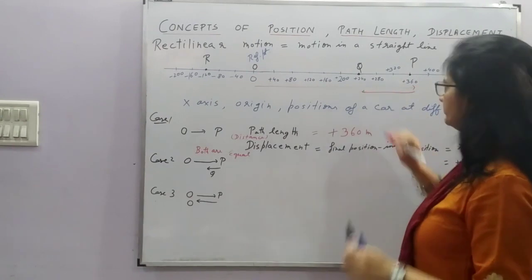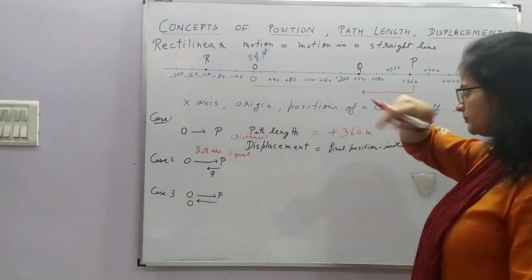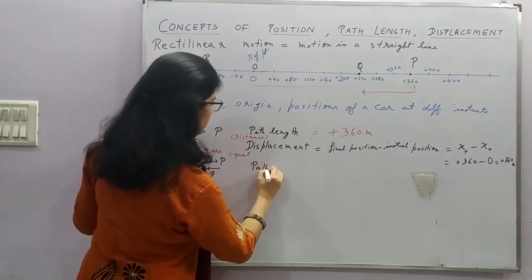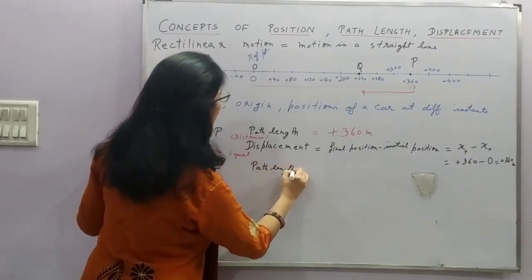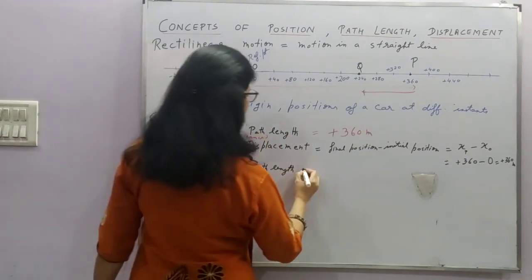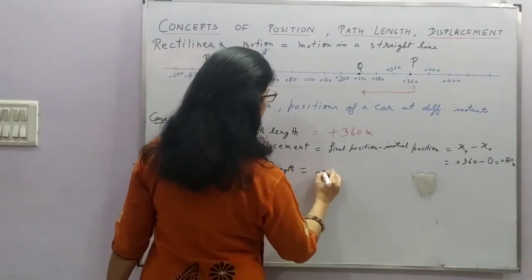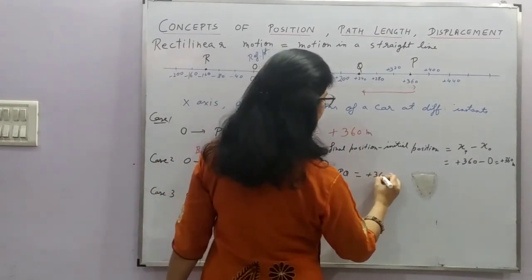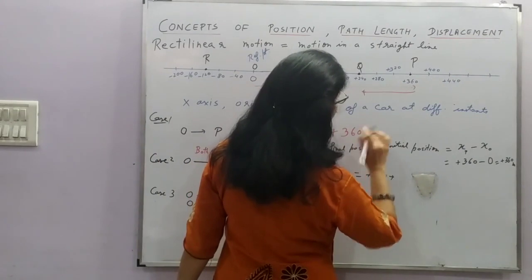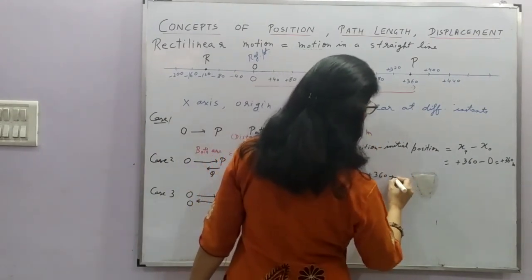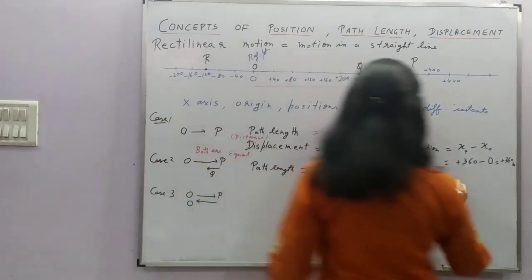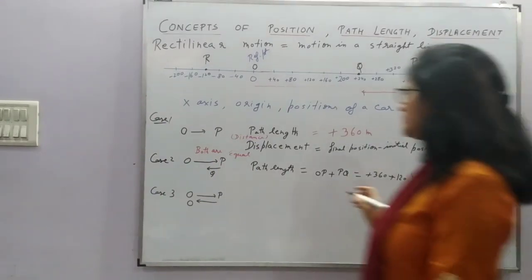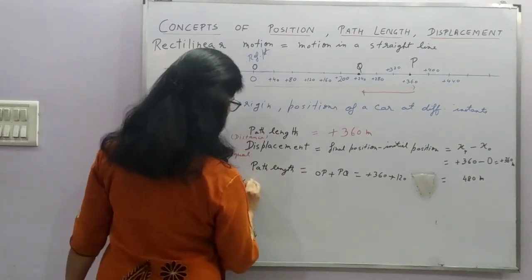Let's consider case 2, when the body first moves from O to P and then moves from P to Q. If we want to write the path length here, it will be OP plus PQ. So OP is how much? Plus 360, plus PQ is how much? This is 120. This makes it 480 meters.